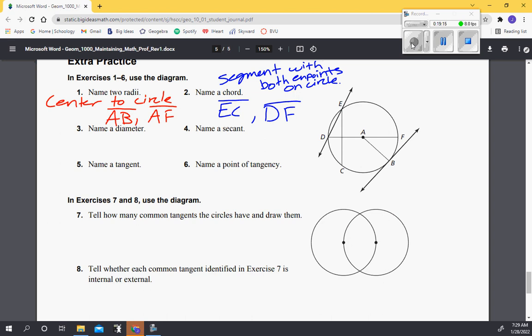Name a diameter. Remember, a diameter goes through the center of my circle. It's a chord going through the center. There's only one. It's right there. It's DF.